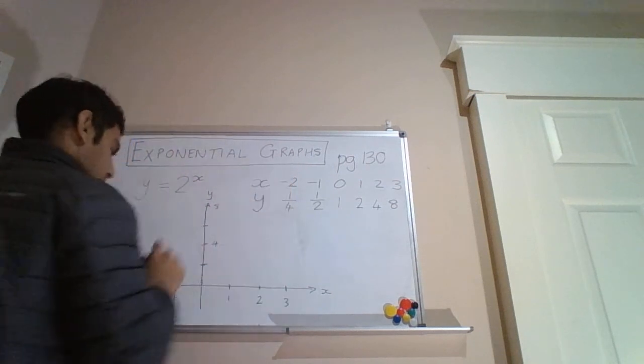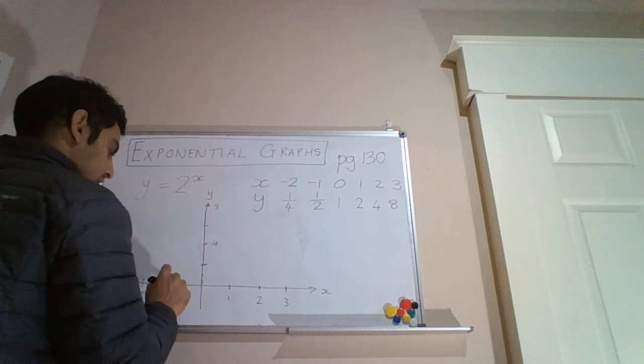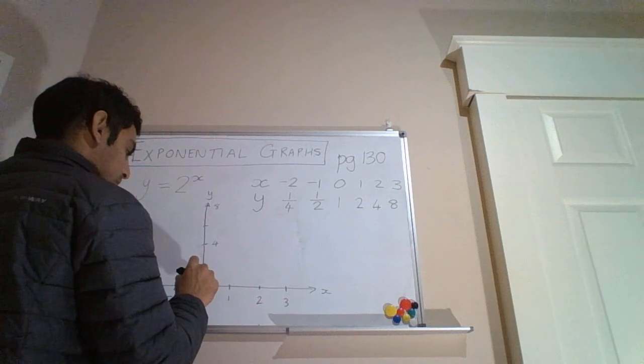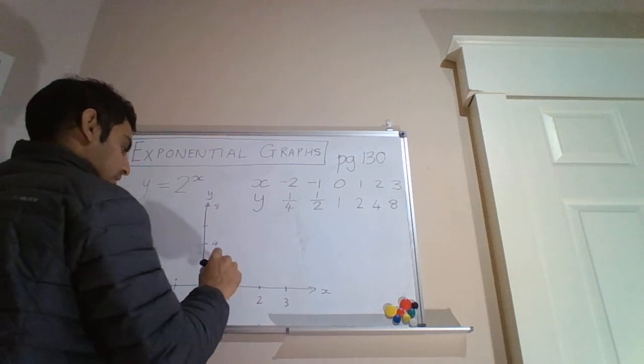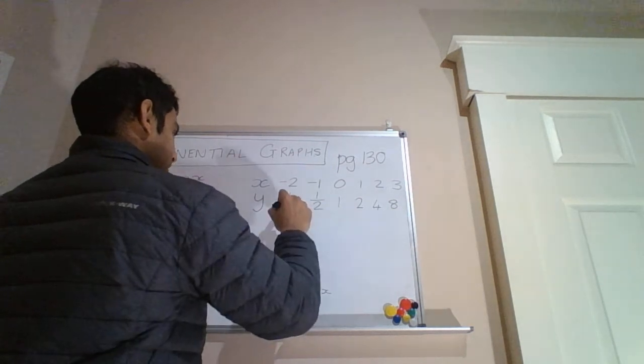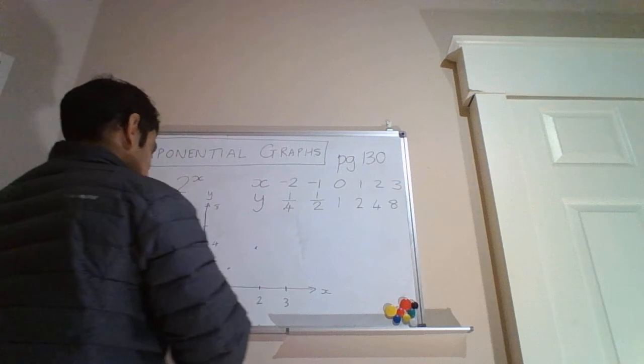So that would correspond to our first point, -2, 1/4. Next, -1, 1/2, 0, 1, 1, 2, 2, 4, and 3, 8. So our graph would look something like this.